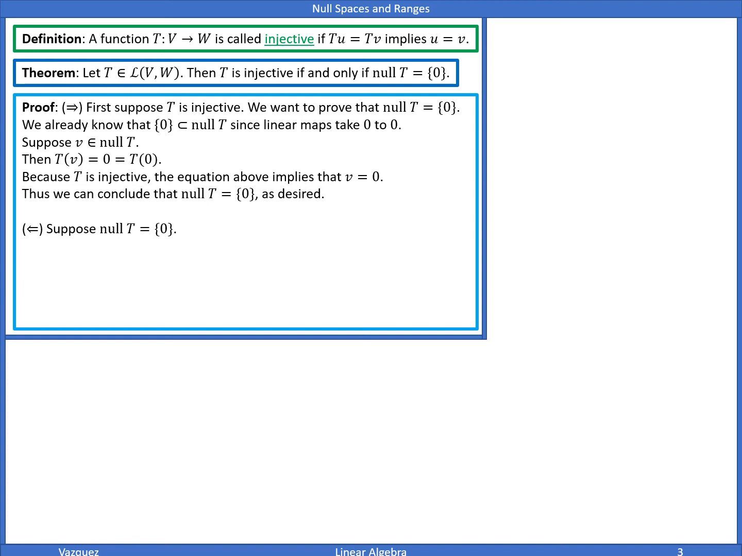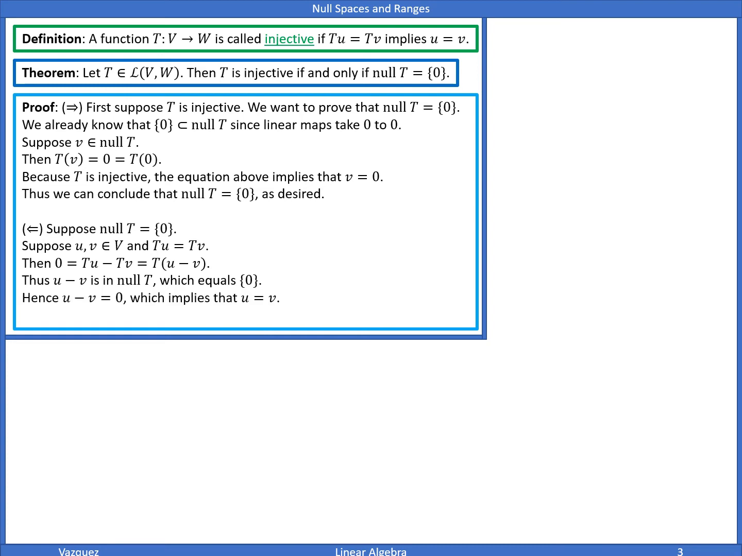Now suppose that the null space of T is equal to 0. We're going to show that T is injective. So suppose u and v are vectors in V, and T of u is equal to T of v. Now we need to show that this implies that u is equal to v. Well, 0 is equal to Tu minus Tv, since Tu is equal to Tv. And we can use the additivity property of linear maps. So u minus v is in the null space of T, which equals 0. Therefore, u minus v is equal to 0, which implies what? Well, that u is equal to v. Therefore, T is injective, and we are done with our proof.